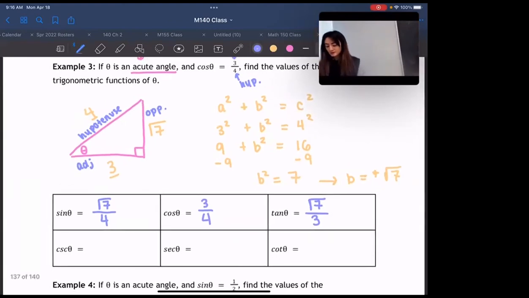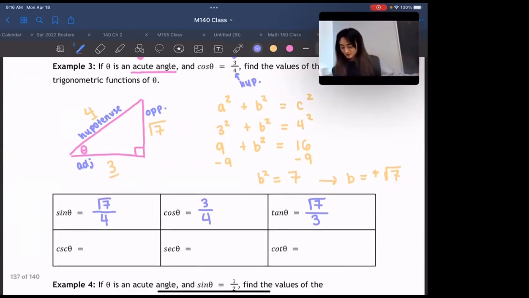Okay. Now here's where things get a little bit more tricky. Let's find the cosecant. Now the cosecant, remember, is the reciprocal of sine. So what is the cosecant going to be? Good. Okay. Now here's where the problem comes in. This answer is not fully simplified.